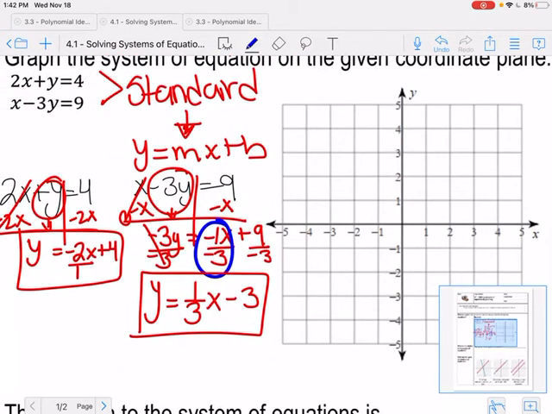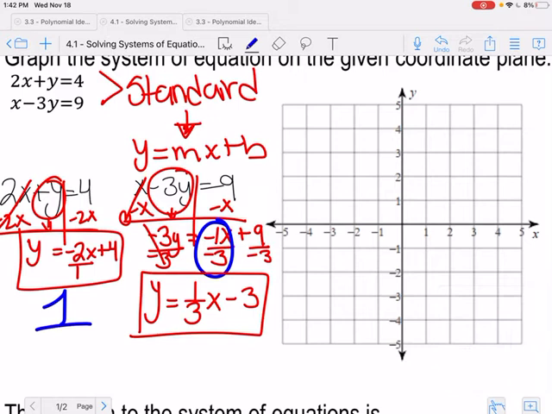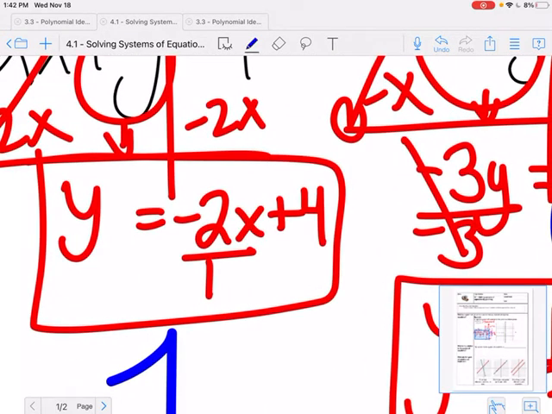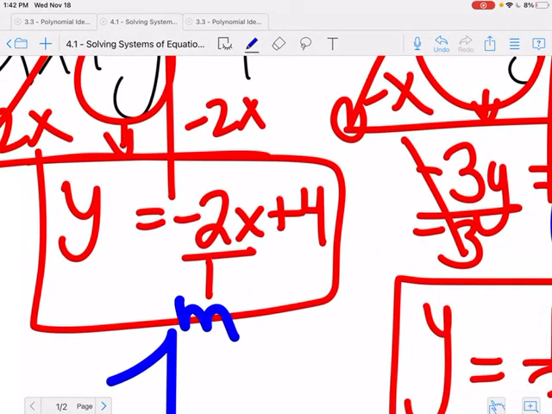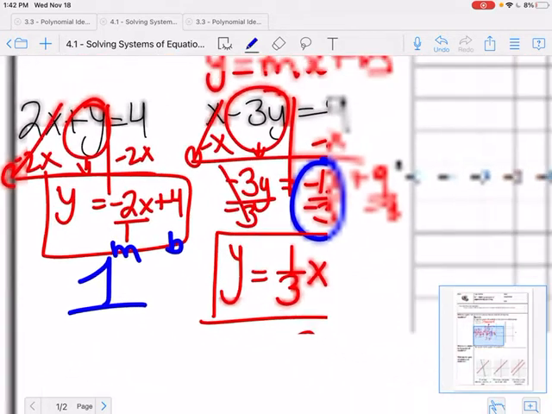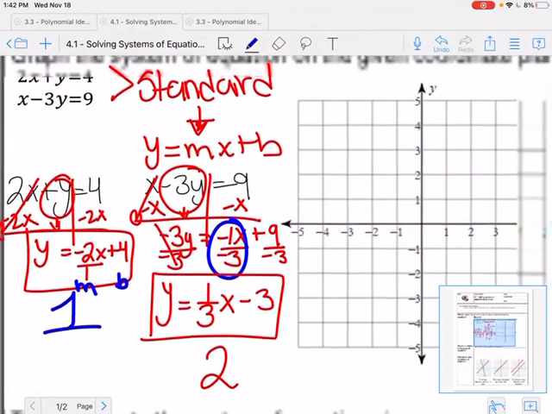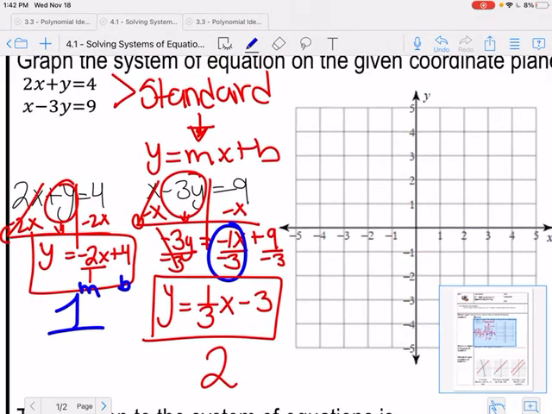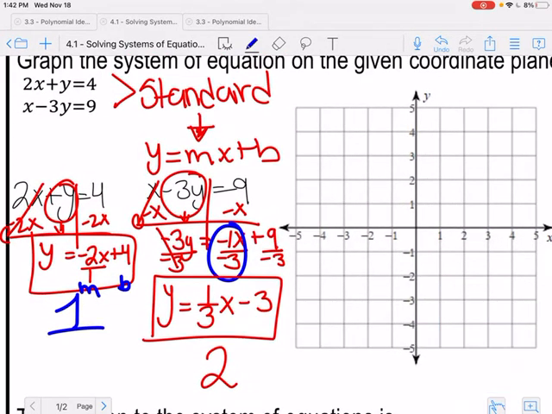I'm going to graph the first one with blue, and I'm going to graph the second one with red. All right? So, because now they're in the format of y equals mx plus b, I know that this is my m, which is my slope, and this is my b, which is my y-intercept. Cool. Well, my y-intercept is going to be 4, so I'm going to start from the middle, and I'm going to go up 4.